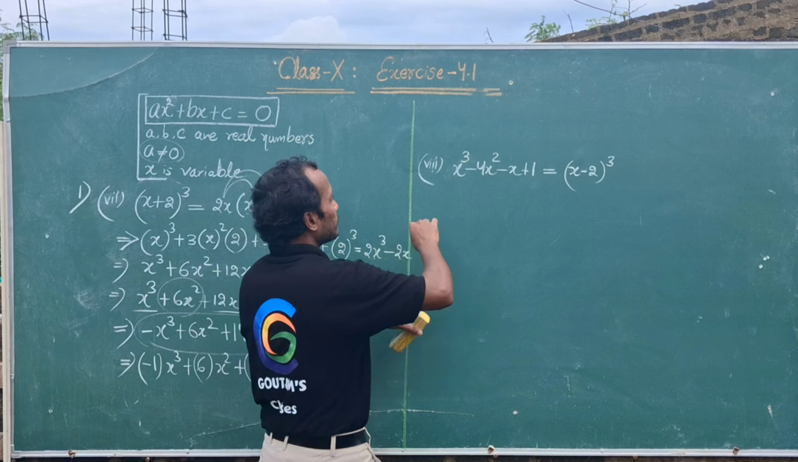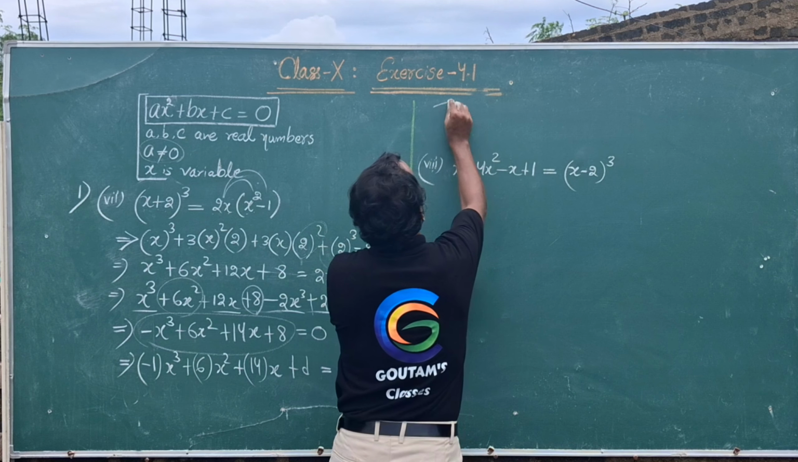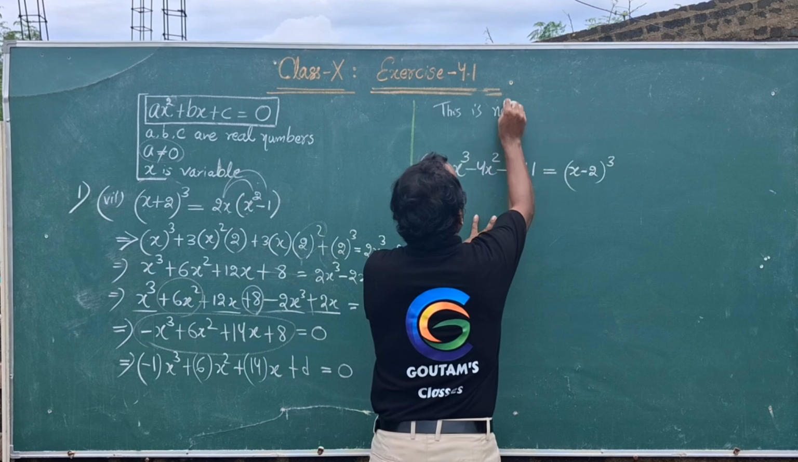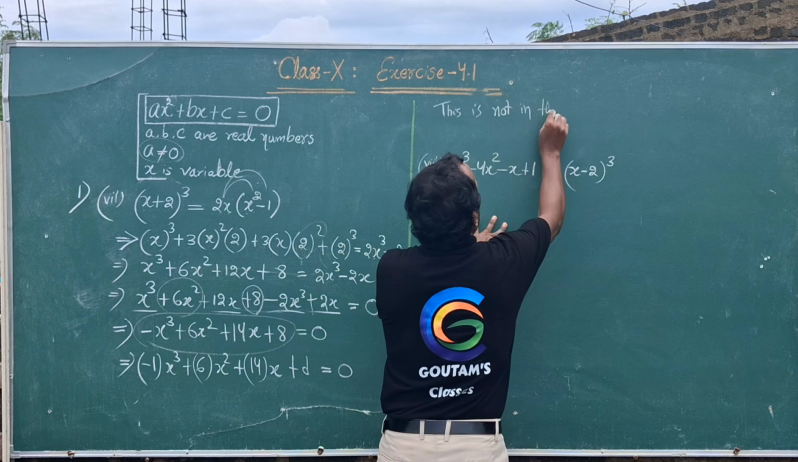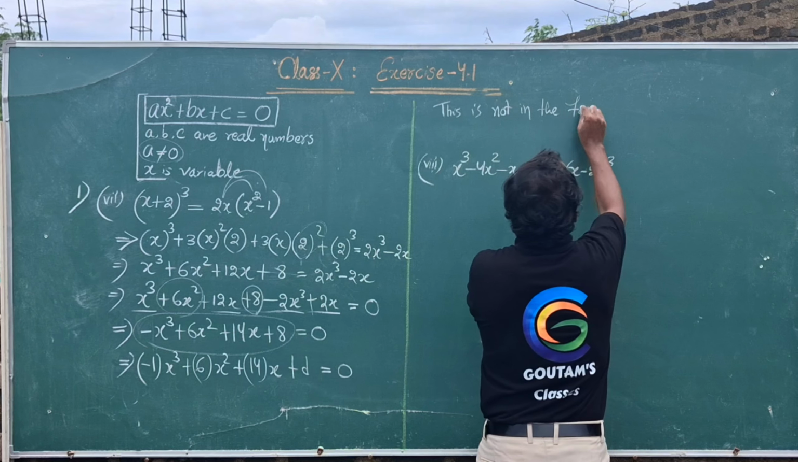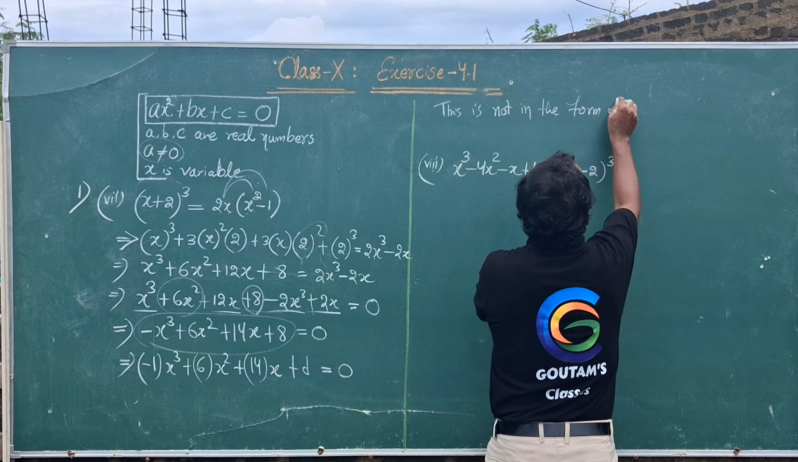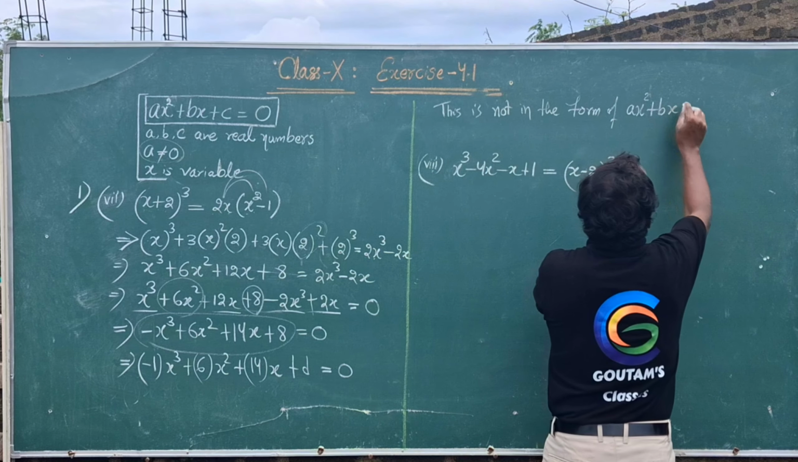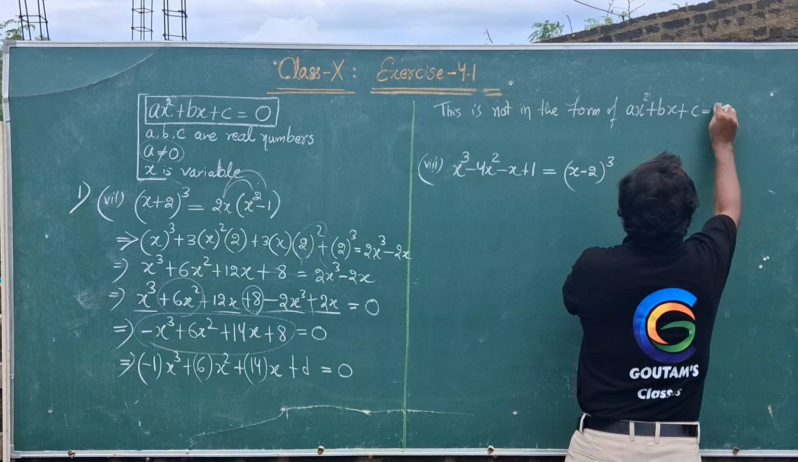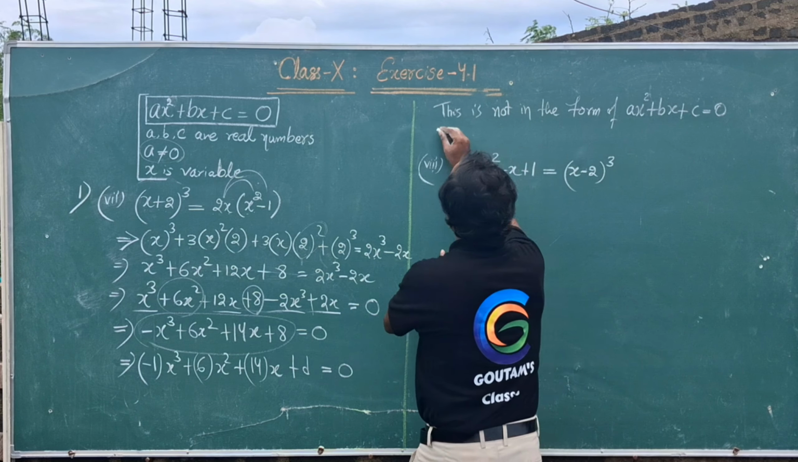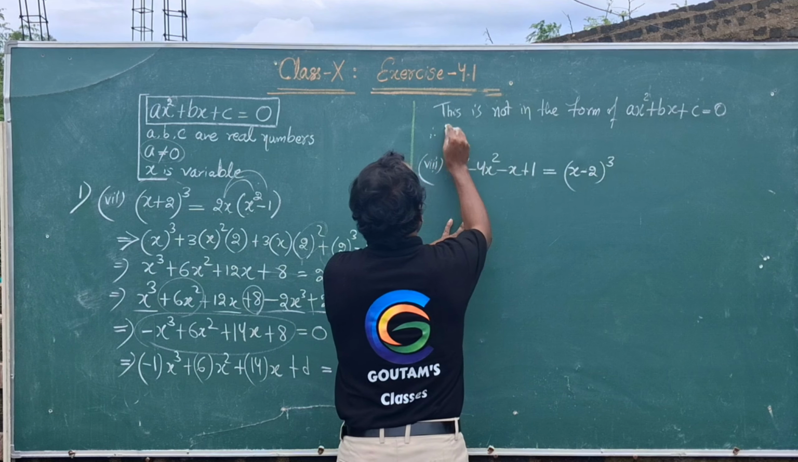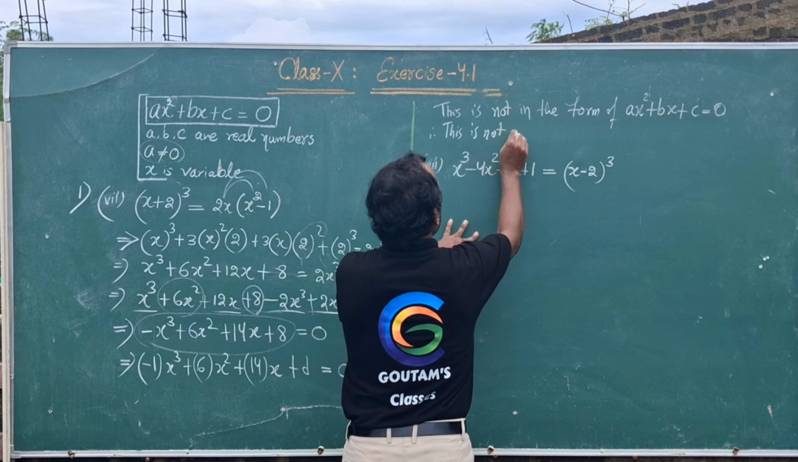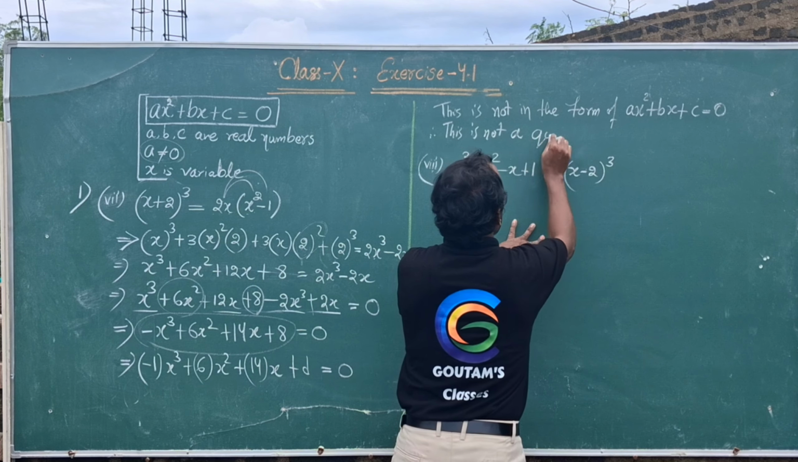I will write here. This is not in the form of ax square plus bx plus c equals to 0. So this is not a quadratic equation.